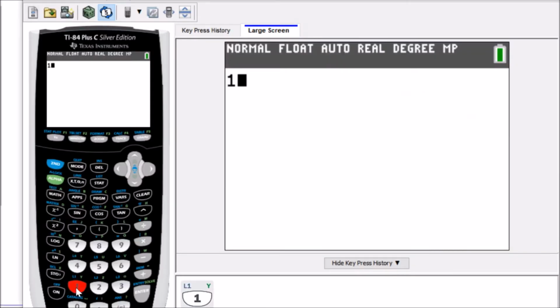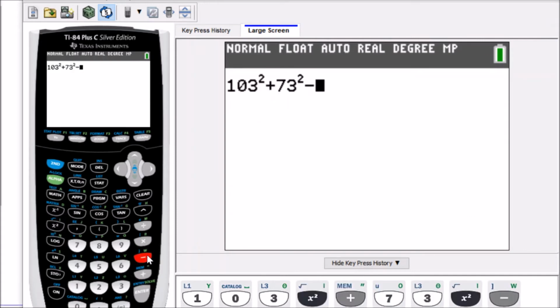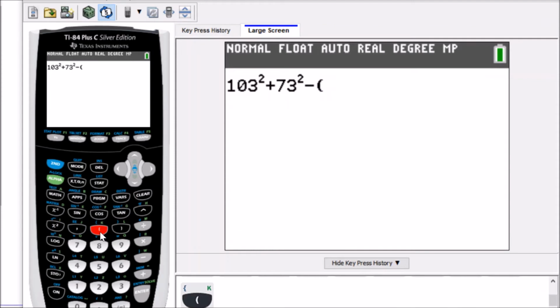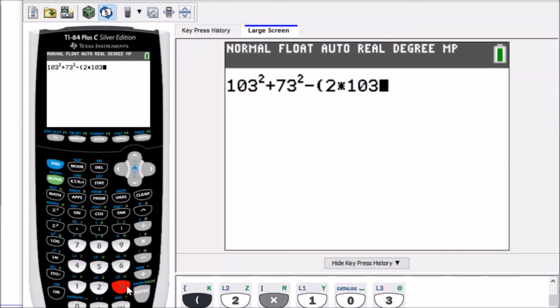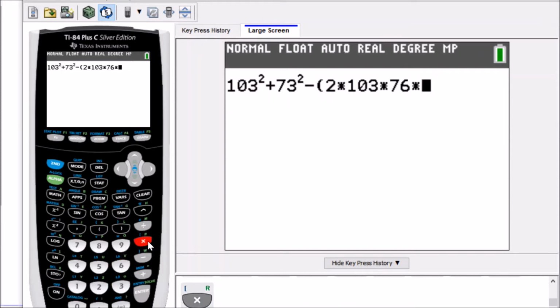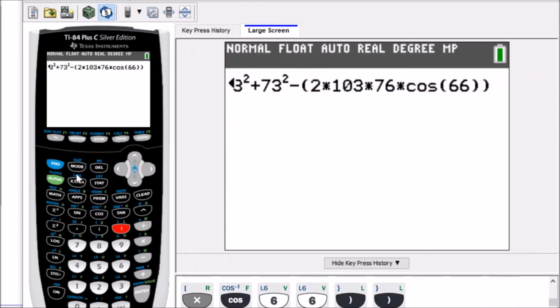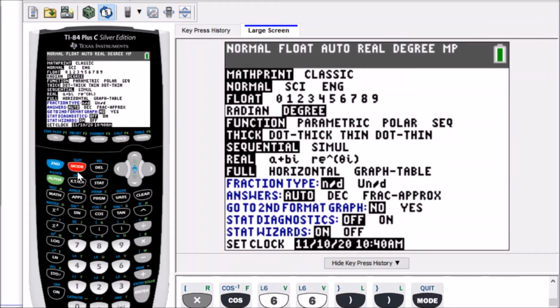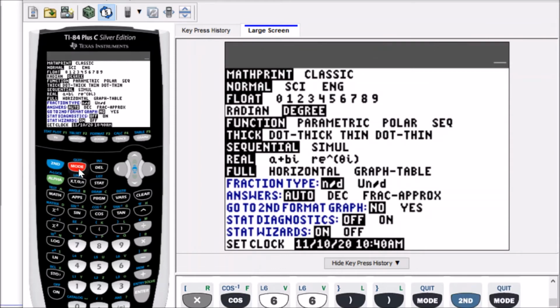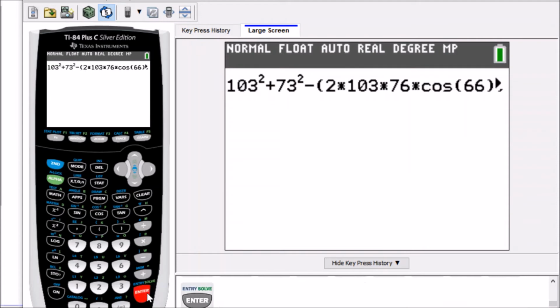So I'm going to do 103 squared plus 73 squared minus, and at this point I might recommend brackets just so you're extra sure that all of those terms are being multiplied together. It's not necessary here, but we will see where it comes in handy later. So 2 times 103 times 73 times cosine of 66. And you make sure you're in degree mode, right, in your calculator. Under mode, you should have degree highlighted in that fourth row. And if I hit enter, this is my s squared.